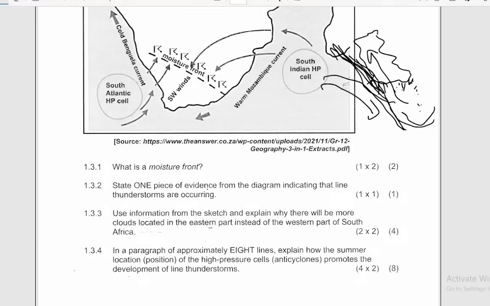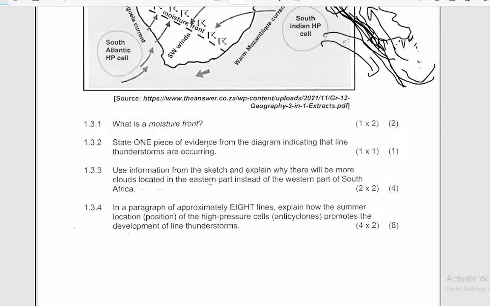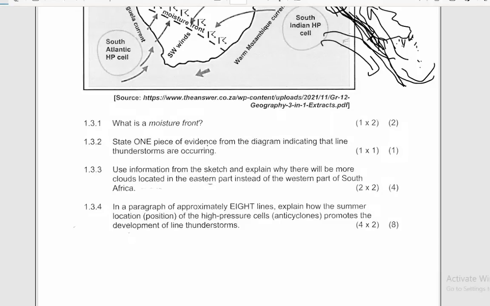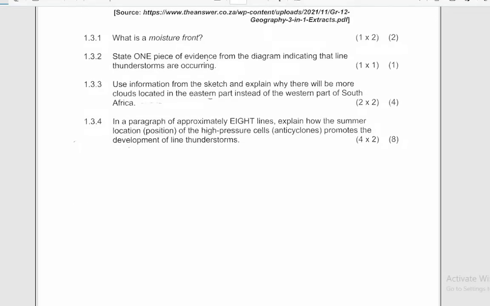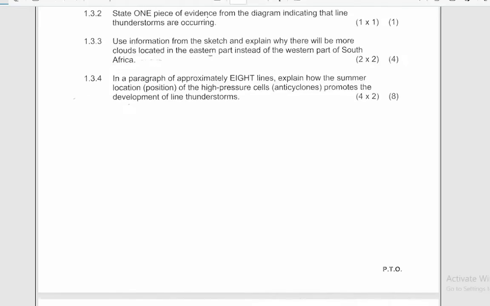In a paragraph of 8 lines, question number 134: explain how the summer location or position of the high pressure cells or anticyclones promote development of line thunderstorms. We have elaborated on that earlier on, but just for the sake of clarity, we can indicate the points there. What you need to note first when you're answering that question is that you should know your 3 high pressure cells and how they affect that.